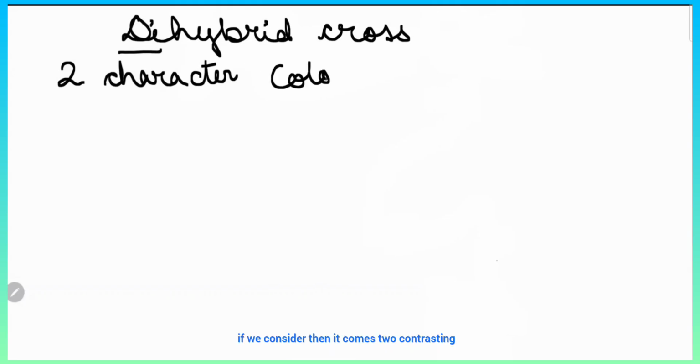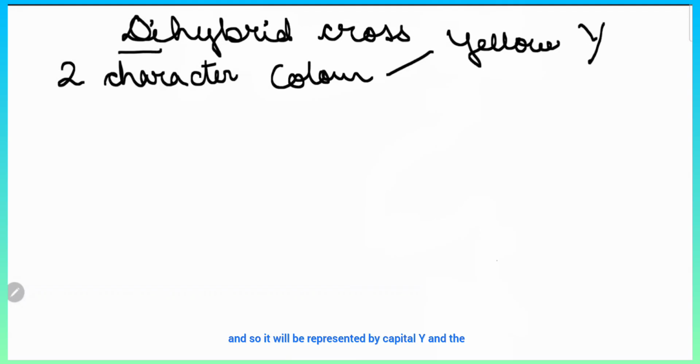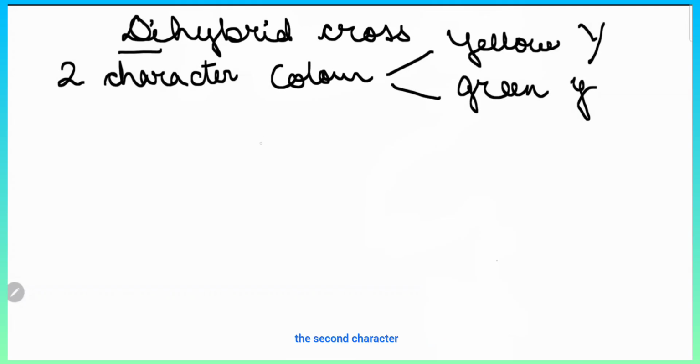If we consider the color of the seed, the two contrasting traits will be yellow, that is the dominant trait, and so it will be represented by capital Y, and the recessive trait, that is green, and so it will be represented by small y. The second character that we'll consider here is the shape of the seed.